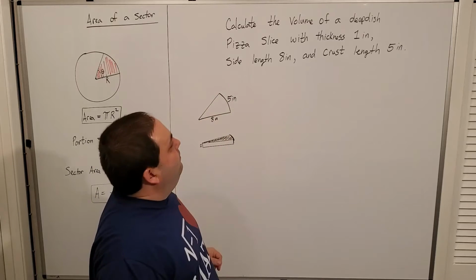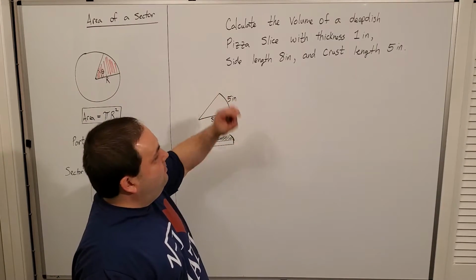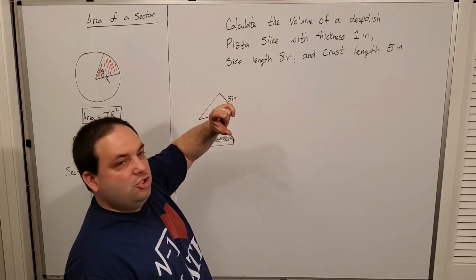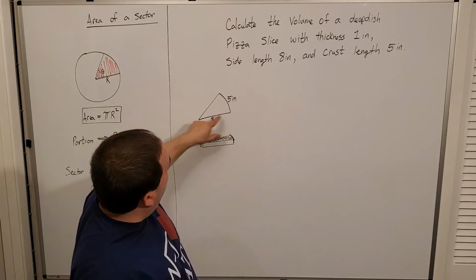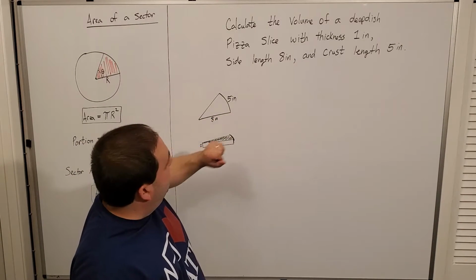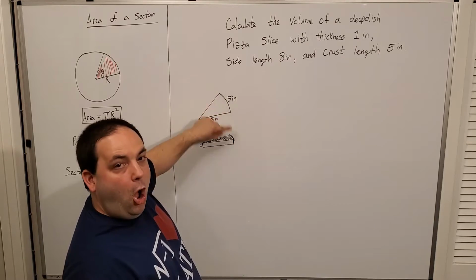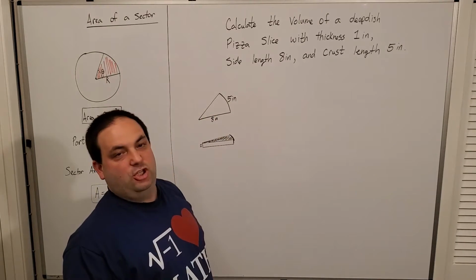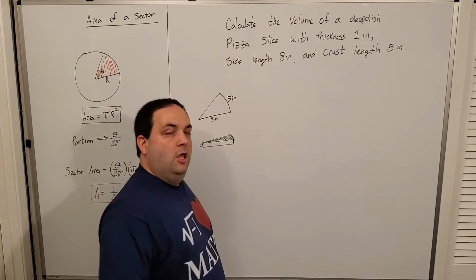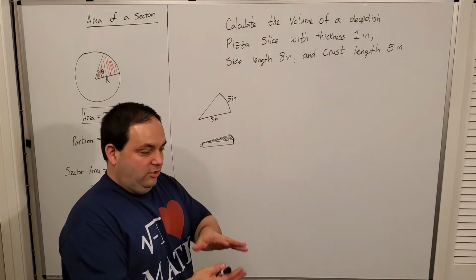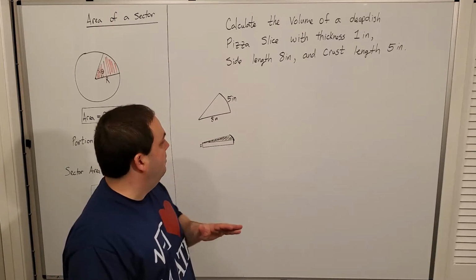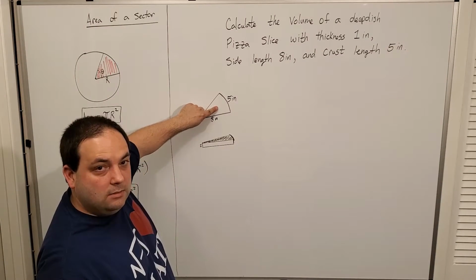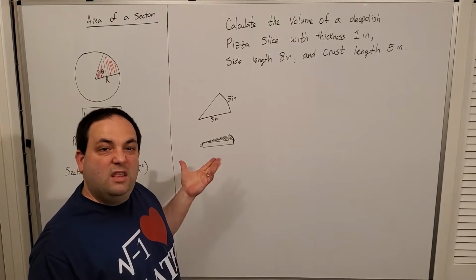Okay, so the volume of a pizza slice that's deep dish, right? So it's an inch thick, big old deep dish with thickness of 1 inch. Side length on the side of the pizza slice is 8 inches, and the crust, in other words, the arc of the circle of the pizza crust, right, is a 5-inch length. So we're going to find the volume. Well, volume is really just an extension of area, okay? So what I'm going to do is I'm going to find the area of this sector of the pizza and then just multiply by the thickness.